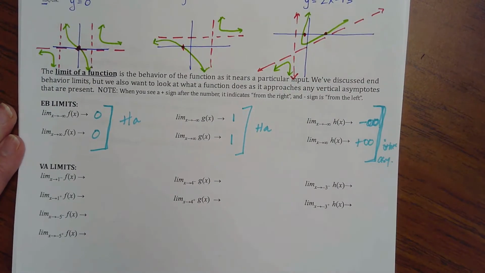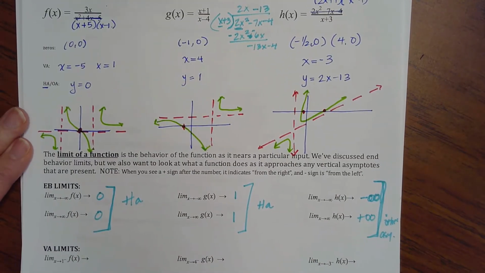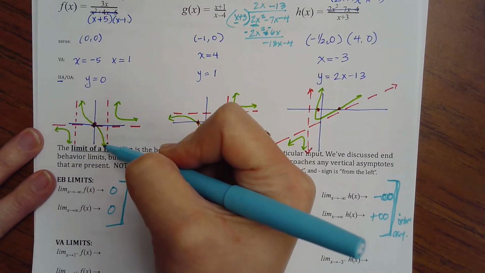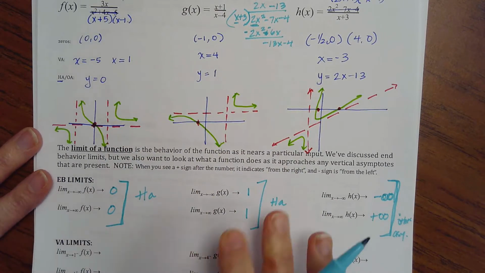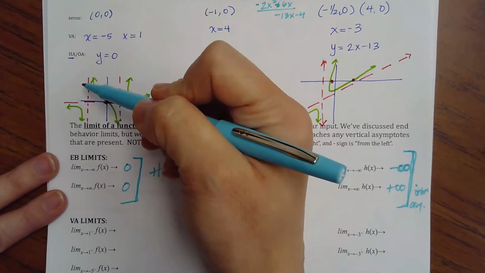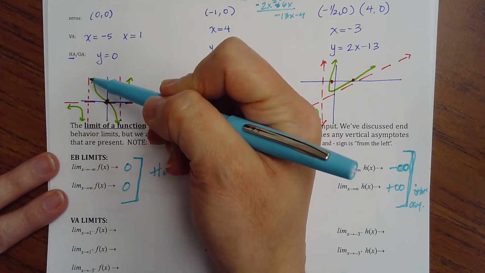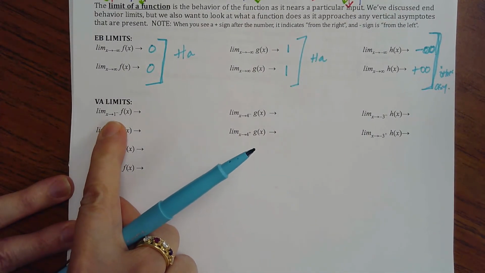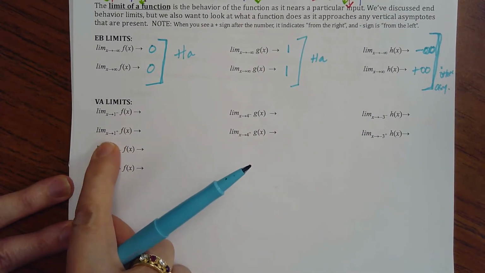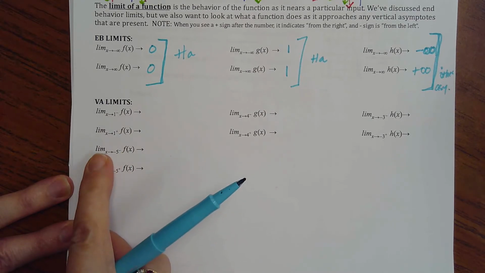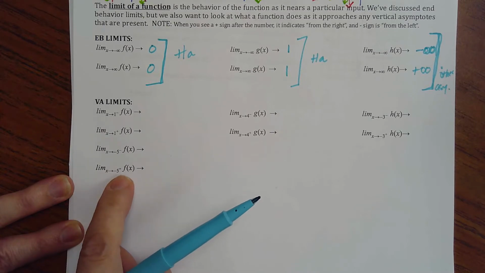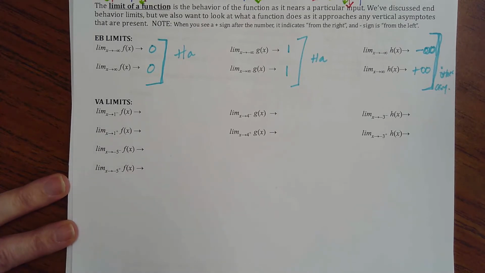In addition to end behavior limits, we have vertical limits. What that basically means is that for every vertical asymptote, we have two limits. How we read this is, imagine you have this line right here. This was at -5. Notice how I wrote the limit as x approaches 1 negative, and the limit as x approaches 1 positive. The limit as x approaches -5 negative, and the limit as x approaches -5 positive. So that's a new terminology here.